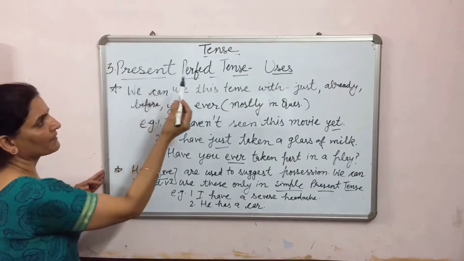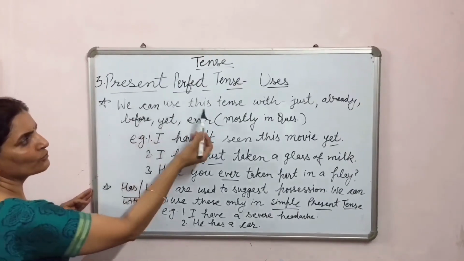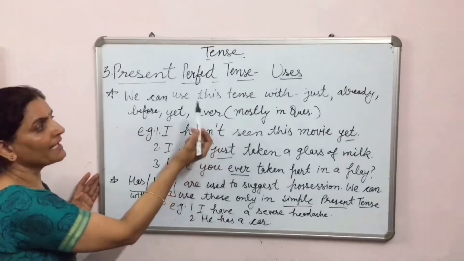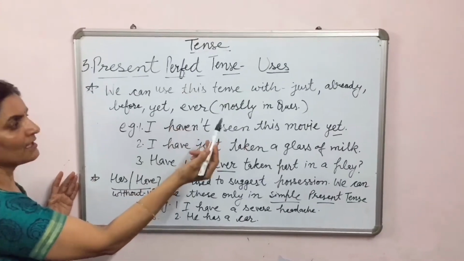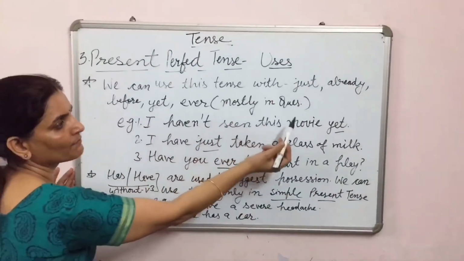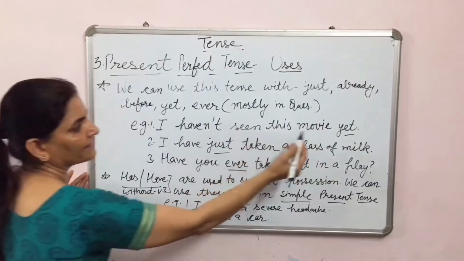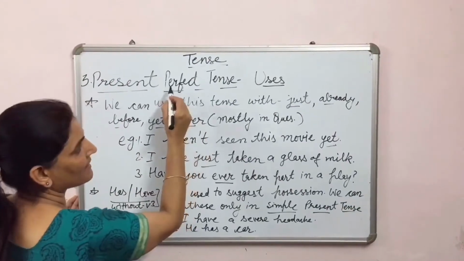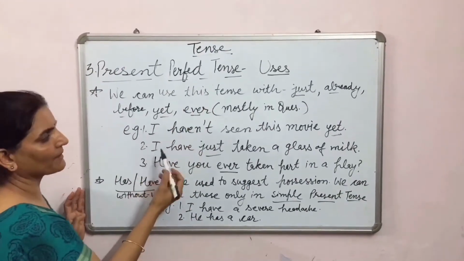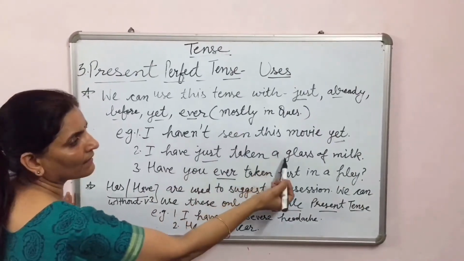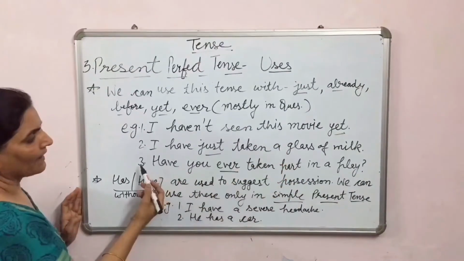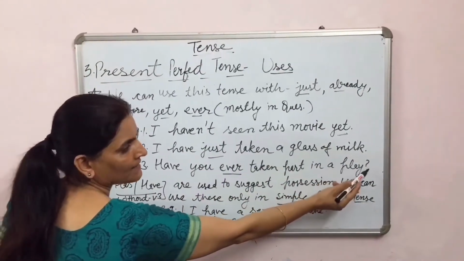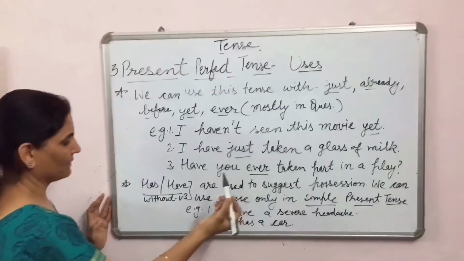Another use of present perfect tense is we can use this tense with just, already, before, yet or ever words. Ever is mostly used in questions. For example, I haven't seen this movie yet. Yet is used here. With these words we use present perfect tense. In second example, I have just taken a glass of milk. And in third one, have you ever taken part in a play? This is a question and we have used here ever.